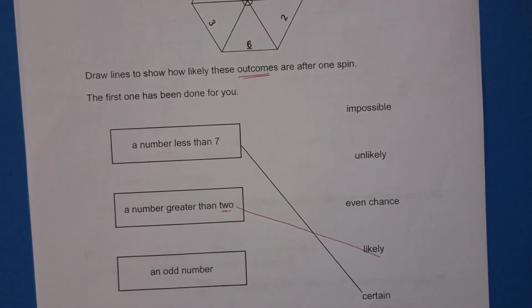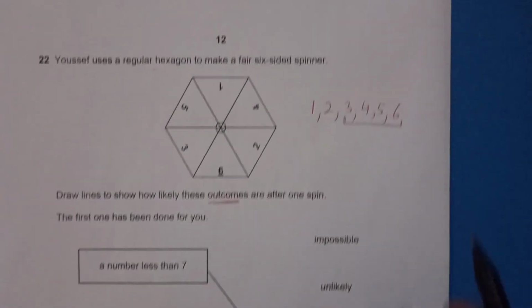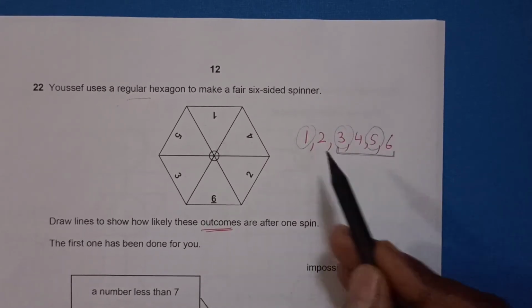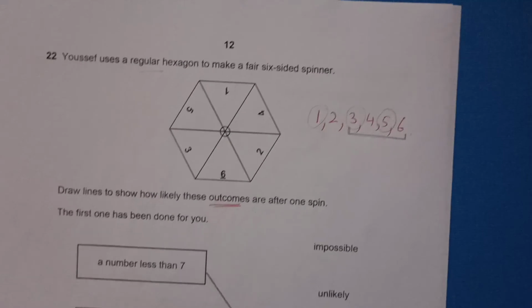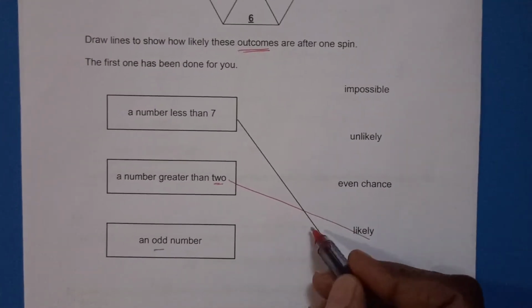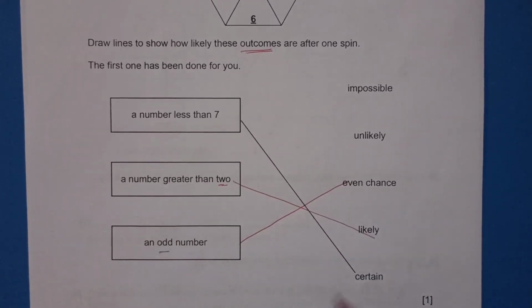Now an odd number. Next part is odd number. So how many odd numbers are there? We have 1, 3 and 5. There are 3 odd numbers and 3 even numbers. So that means there will be even chances. Same chances of getting an even number and same chances of getting an odd number. So it will be even chances.